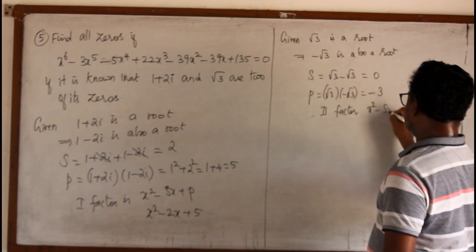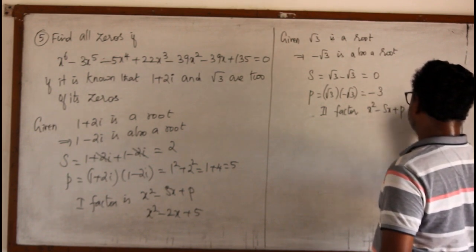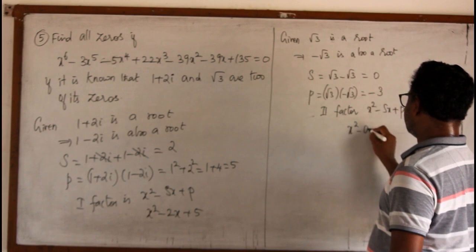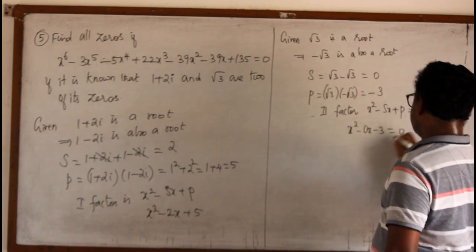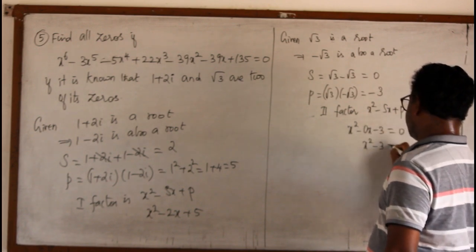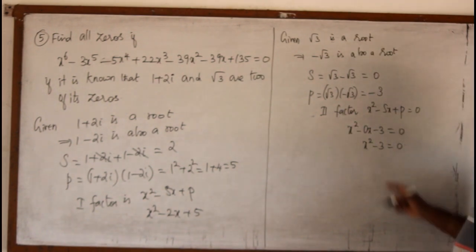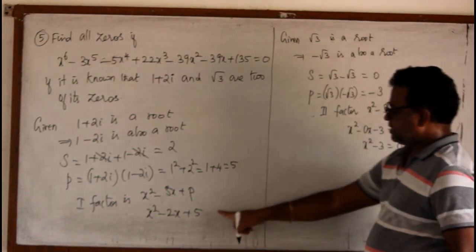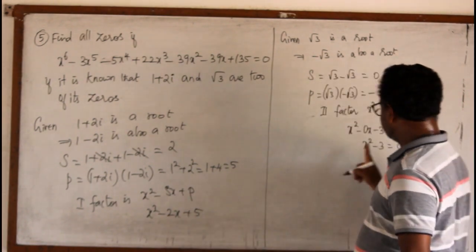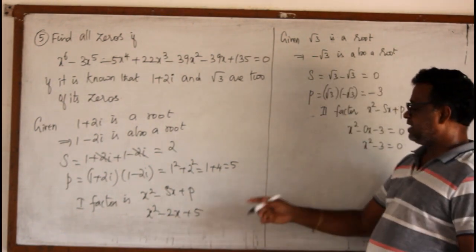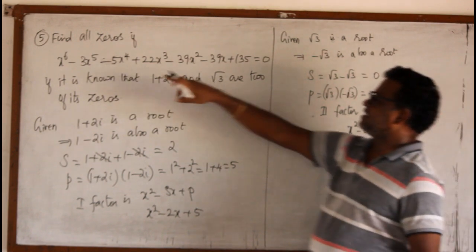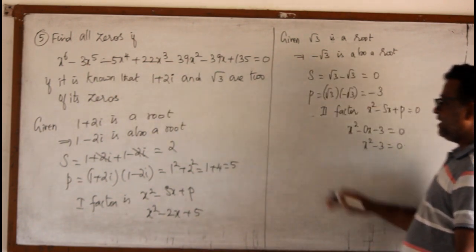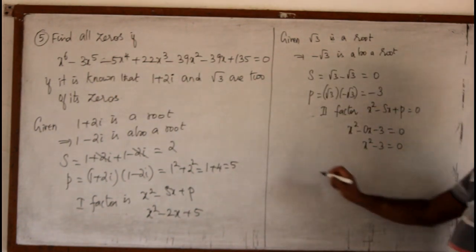x square minus sx plus p equal to 0. It is x square minus 0x minus 3 equal to 0. It is x square minus 3 equal to 0. So this is the first factor and this is the second factor. Here this is a power 2 and this is a power 2. So when I multiply it will become a power 4, which is less than 6. Therefore again the product is also a factor.